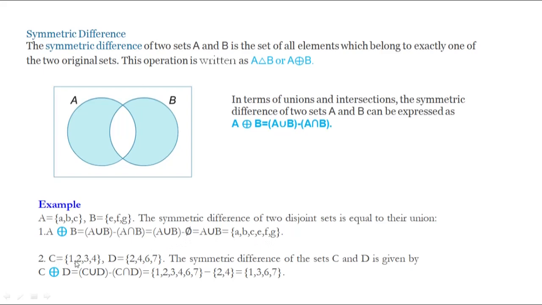So this is what the symmetric difference is. Another example: C is equal to {1, 2, 3, 4}, D is equal to {2, 4, 6, 7}. And what is the symmetric difference? C union D minus C intersection D. Any common things there? 2 is common and 4 is also common. So remove 2 and 4 from the set {1, 2, 3, 4, 6, 7}. So the result you will get is {1, 3, 6, 7}.